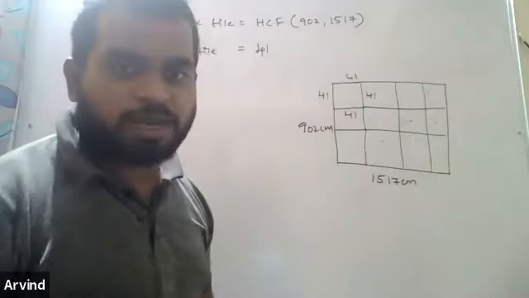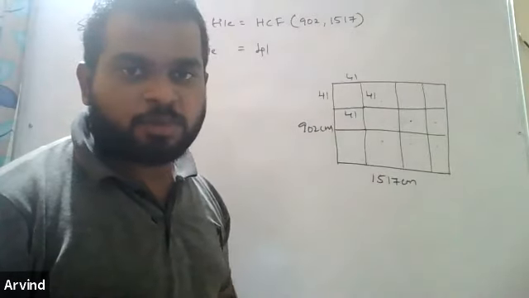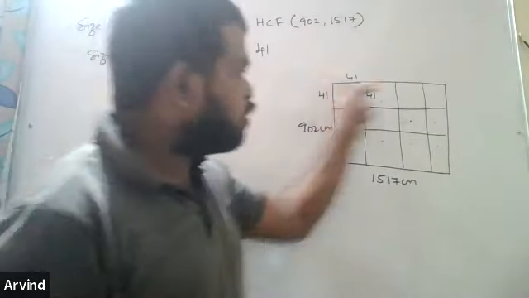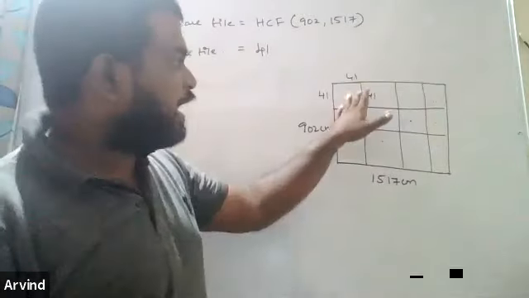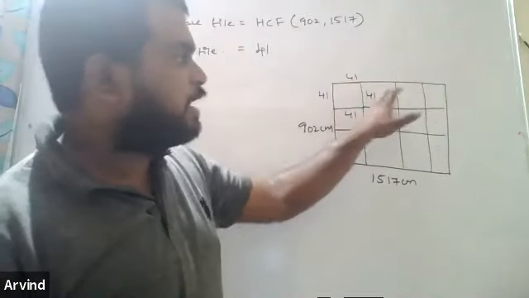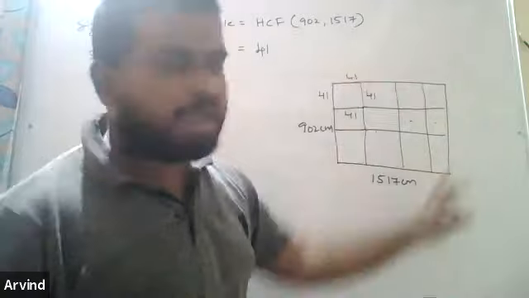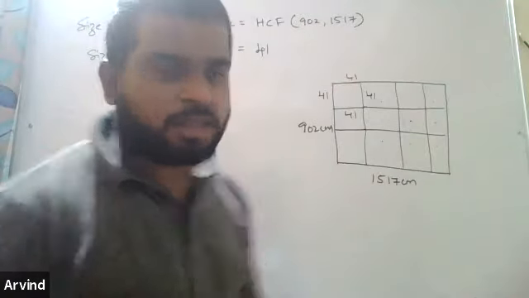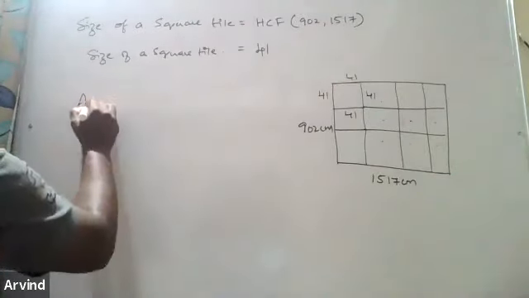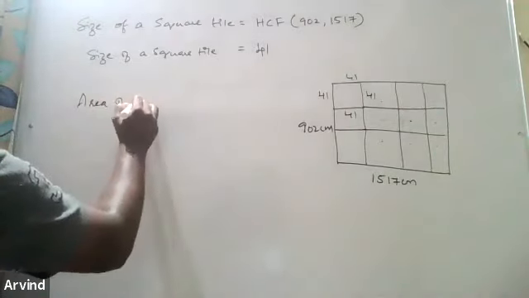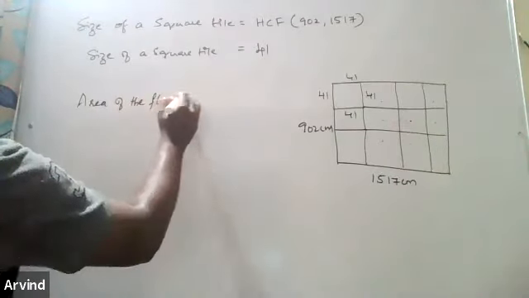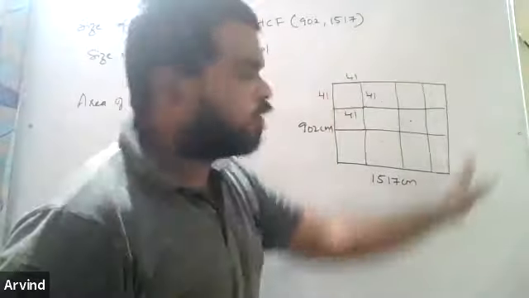If we calculate the area of all the square tiles, it will be equal to the area of the floor. Correct? Do you agree with me? The area of the entire floor is nothing but the area of the tiles. If I add all the areas, I'll get the area of the floor. So I can write the area of the floor is equal to the total area of the tiles.